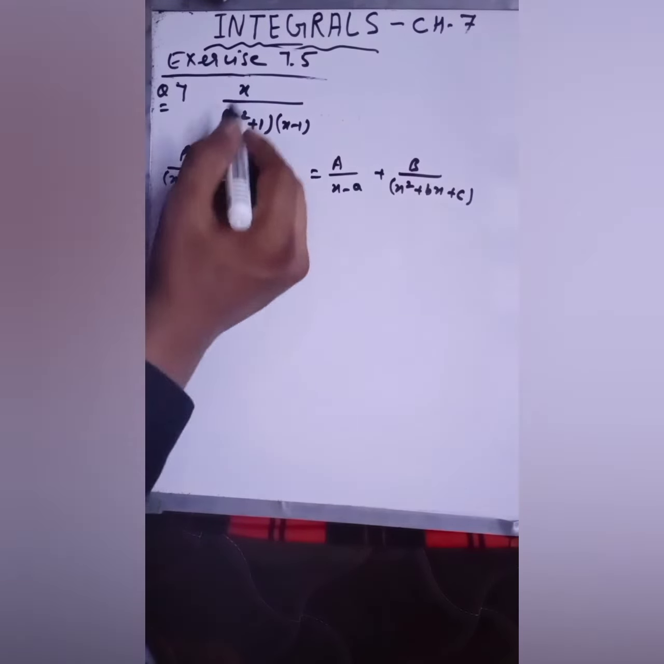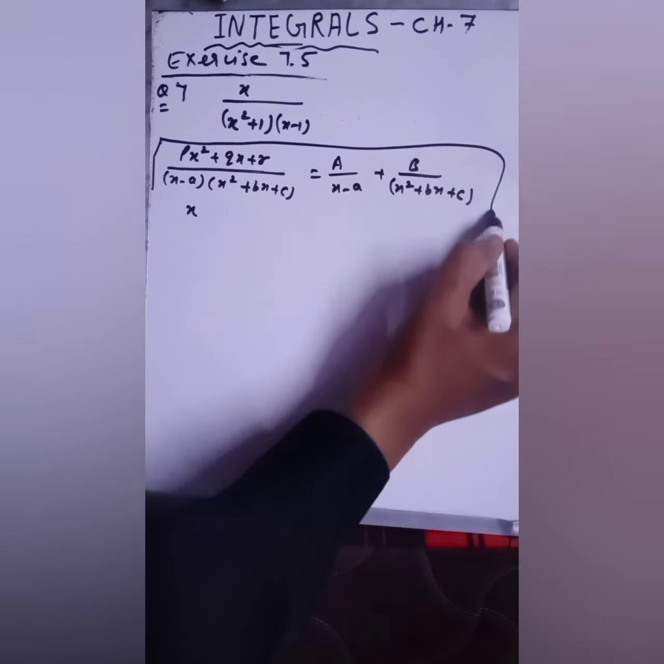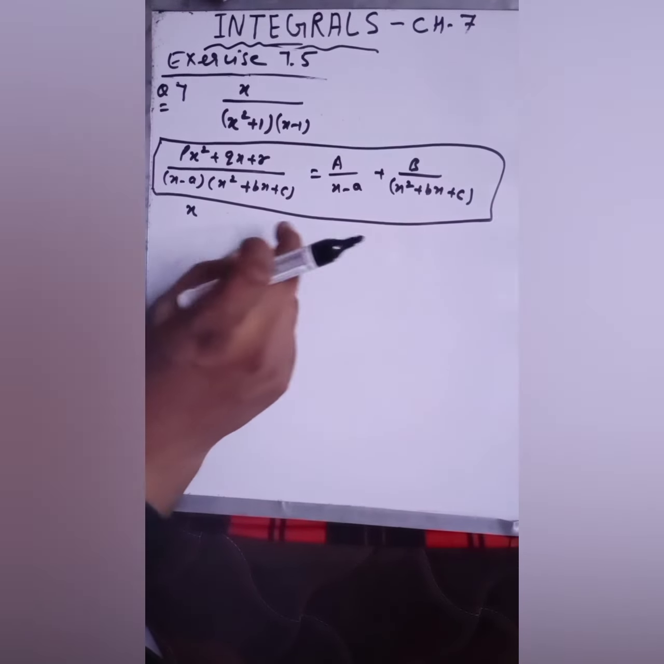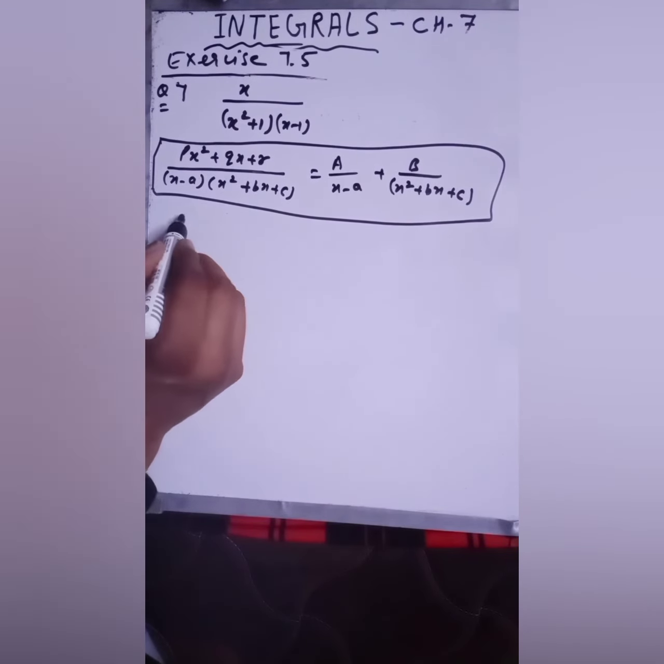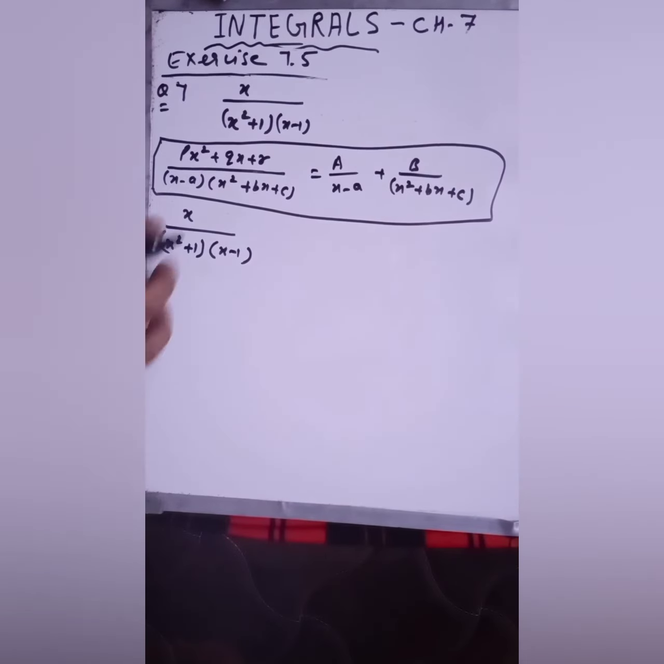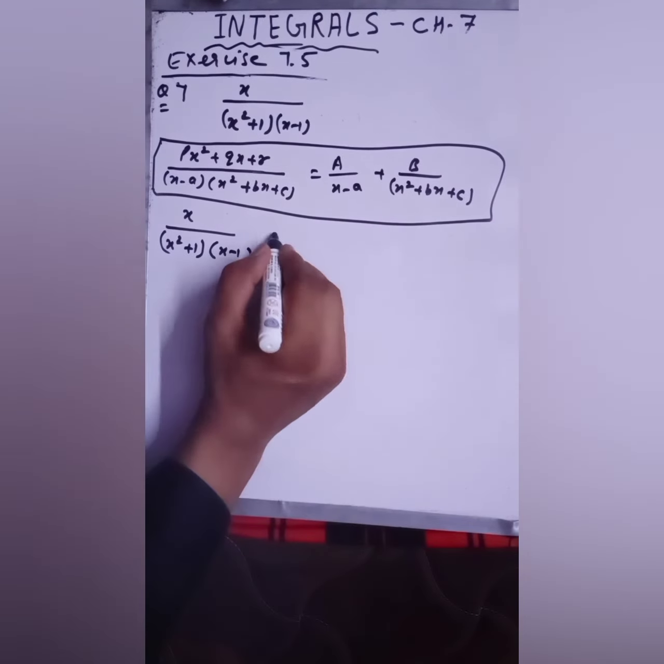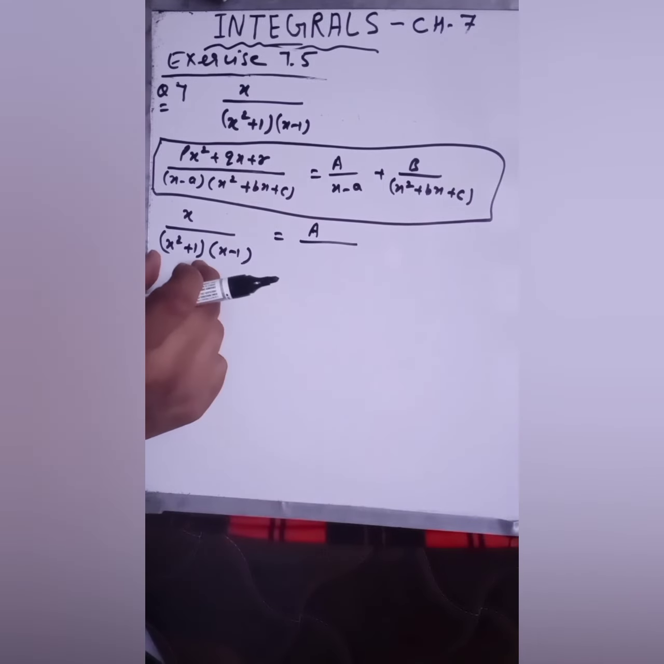So what you will do with this type of question, this is a general formula which you people should know. Okay, x over x square plus 1 and then x minus 1. Okay, the same question you have to write here, that is equals to a over the here, your quadratic equation is coming first.